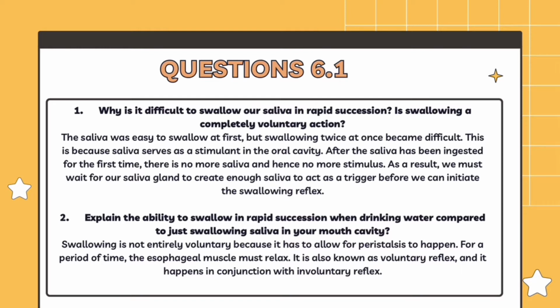While for question 2, explain the ability to swallow in rapid succession when drinking water compared to just swallowing saliva in your mouth cavity. Swallowing is not entirely voluntary because it has to allow for peristalsis to happen. For a period of time, the esophageal muscle must relax. It is also known as voluntary reflex, and it happens in conjunction with involuntary reflex.